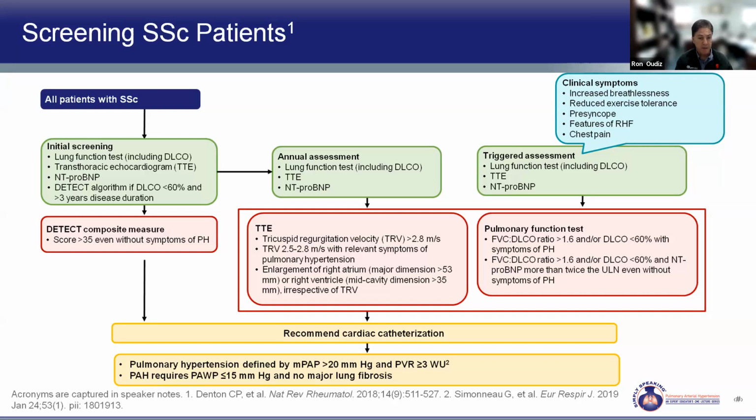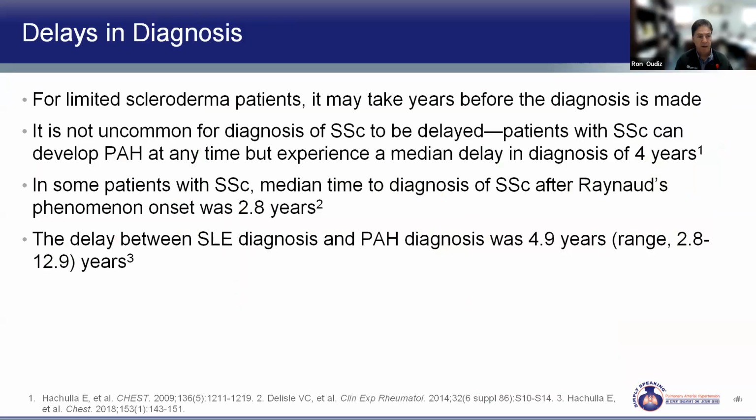So you can actually screen these patients and uncover patients that maybe you'll get earlier when you do your annual assessment, which is lung function, including DLCO, your echo, and a BNP, and of course a focused exam and a good history. If you meet the thresholds that you see here on the echo and the PFTs and on your exam and your history, then you recommend cardiac catheterization, and you see the definition now that we have for cutoffs for diagnosing these patients.